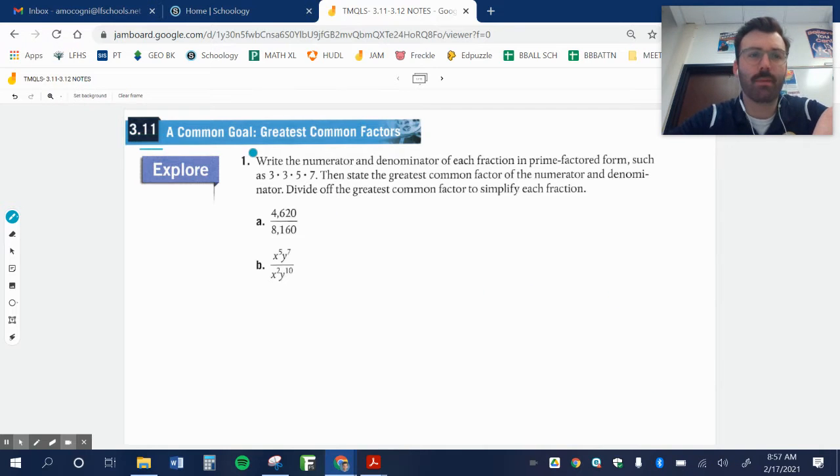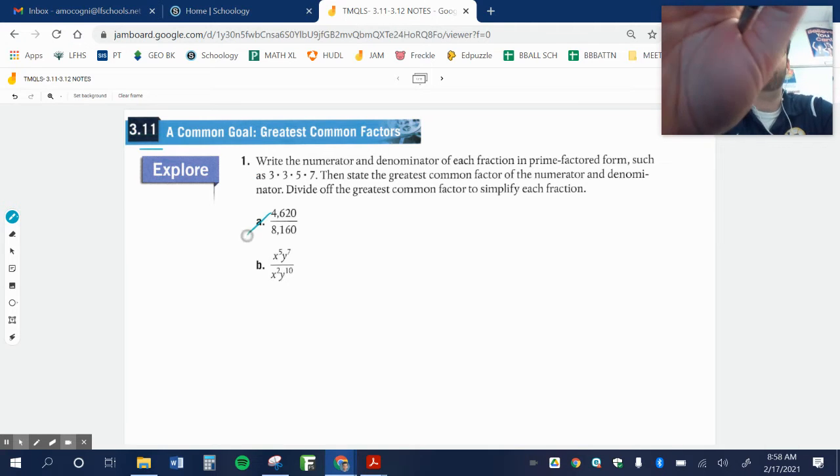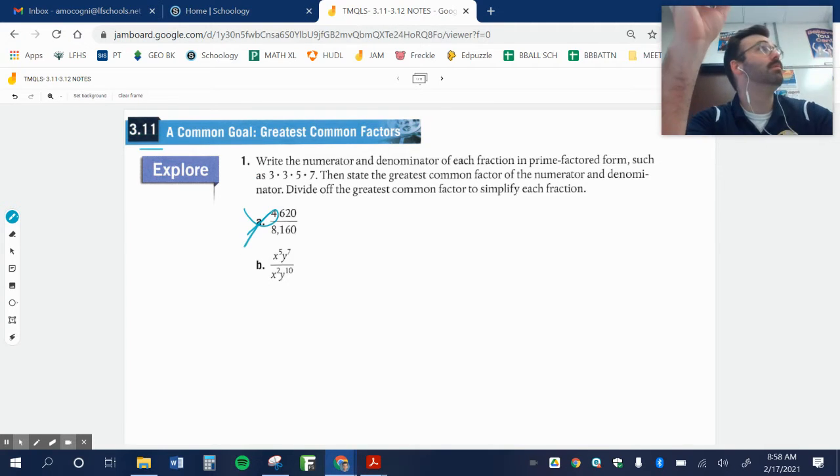3.11 is all about greatest common factor. I want you to write a numerator and denominator of each fraction in the prime factor form, then say the greatest common factor of the numerator and the denominator to simplify each fraction. So we're not going to do part A because it can cause some confusion, but we're going to do part B.